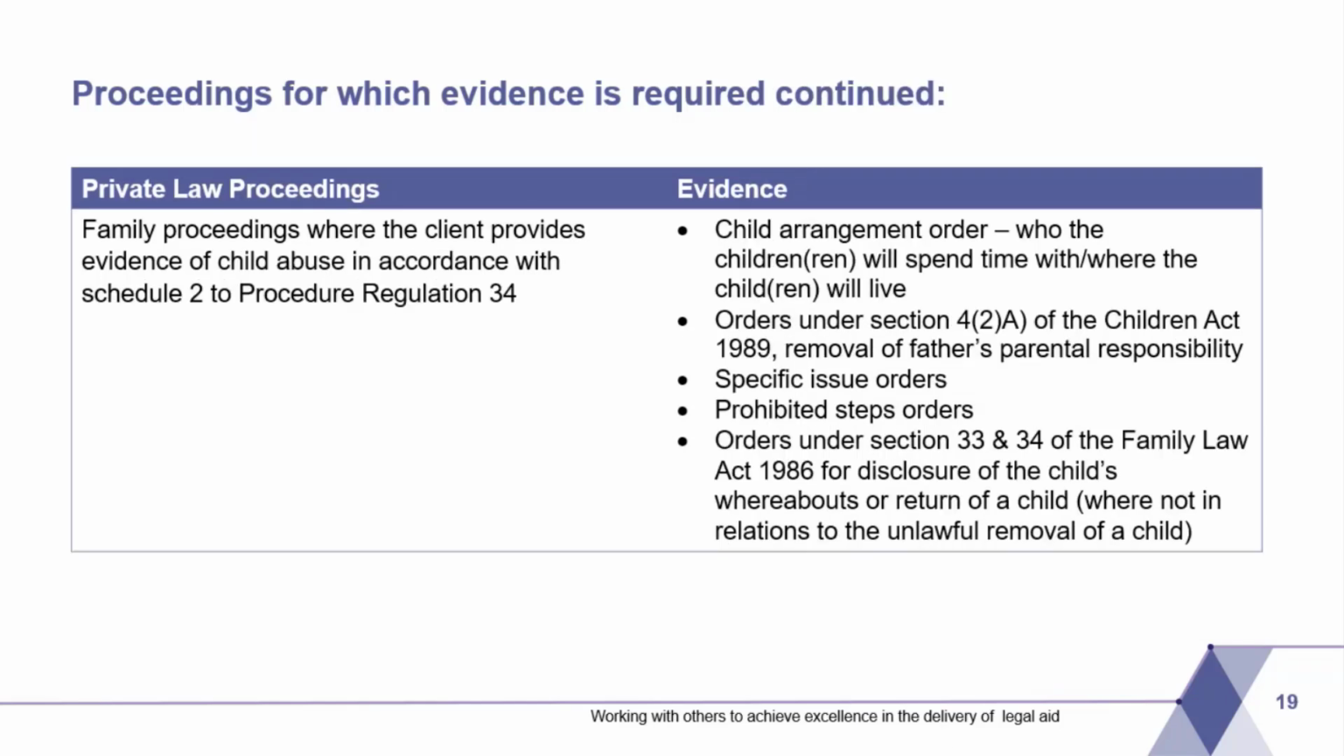Moving on to those proceedings which can specifically be brought into scope purely on the basis of child protection evidence, you'll see from the slide that it is a much more restricted list of cases. It's restricted purely to child arrangements orders in relation to where the child will live or who they will spend time with. Applications under the Children Act for the removal of a father's parental responsibility. Applications for specific issue or prohibited steps orders, and applications under Section 33 or 34 of the Family Law Act for disclosure of a child's whereabouts or for the return of that child. So it's a much more restrictive list in terms of proceedings that can be brought into scope using child abuse evidence.